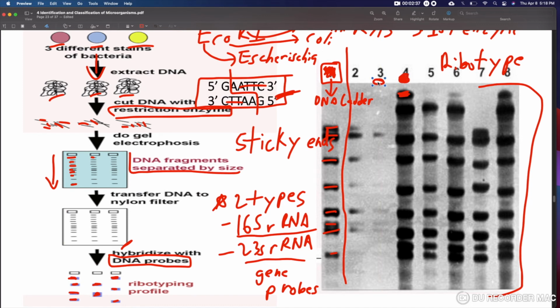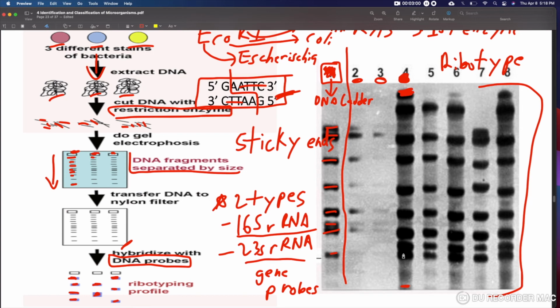You have wells right here, remember? There are wells right here where you put the DNA. The closer the DNA fragment is to the well, of course, the larger the DNA is, the larger the molecular size. The farther it is, the smaller the molecular size of the DNA.